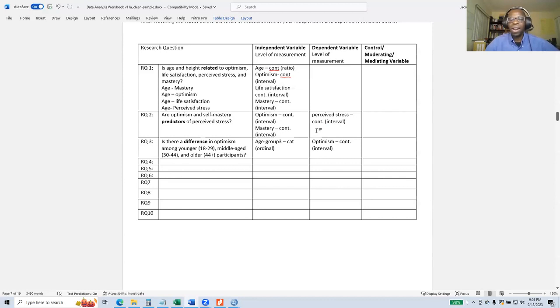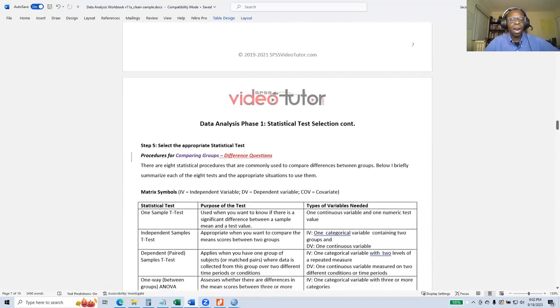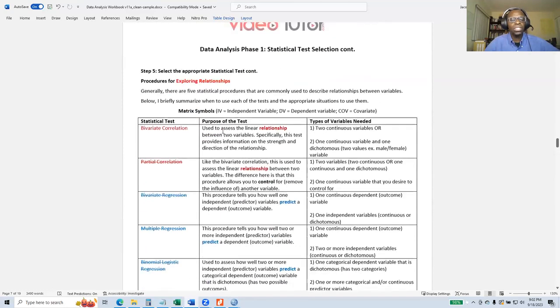Okay. Are you with me so far? If you're with me, type in a Y. We've got two predictor variables or two independent variables, and we've got one continuous dependent variable. Okay. So now we have to figure out which test we are going to select. So then we go to relationship.